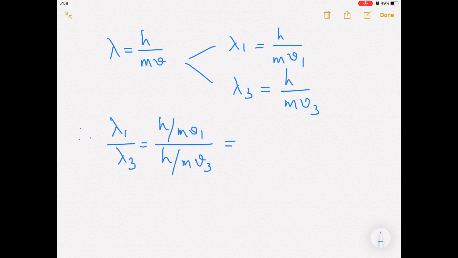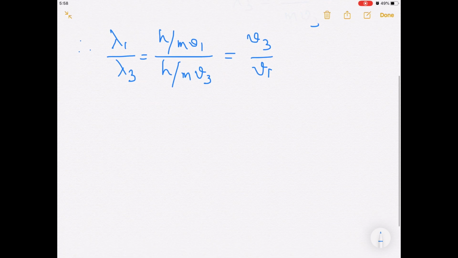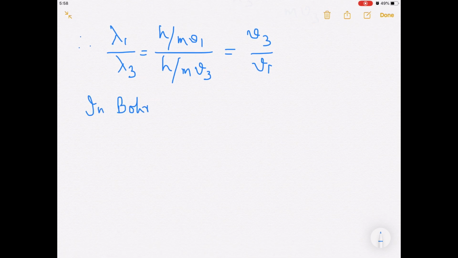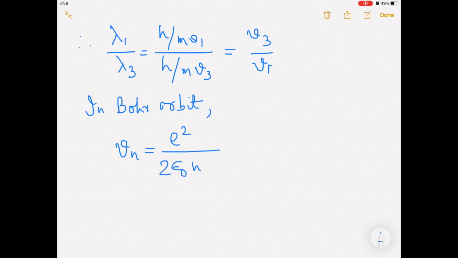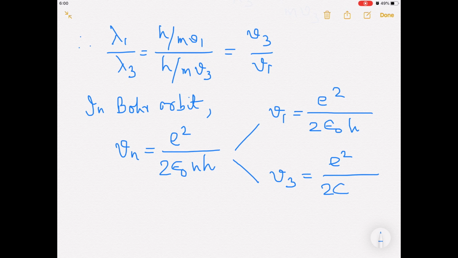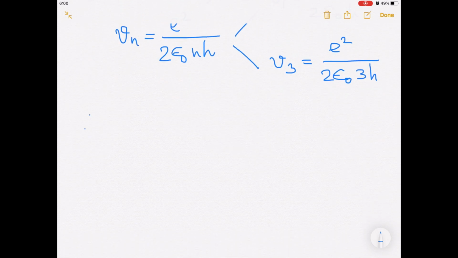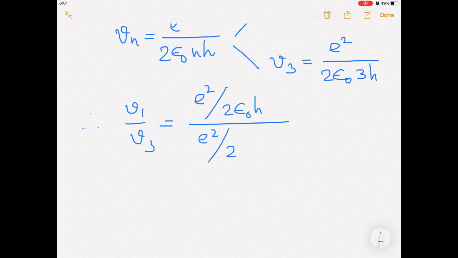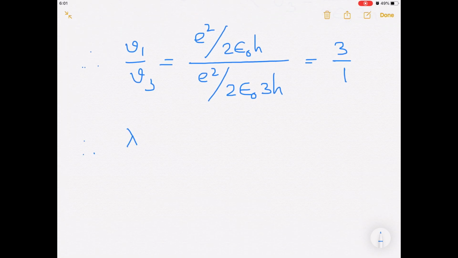Also, in Bohr's orbit, Vn equals e square divided by 2 epsilon 0 nh. For V1, e square divided by 2 into epsilon 0 into h, and V3, e square divided by 2 into epsilon 0 into 3h. Therefore, V1 by V3 equals e square by 2 epsilon 0 h, whole divided by e square divided by 2 epsilon 0 3h, which equals 3:1. Therefore, lambda 1 divided by lambda 3 equals V3 by V1, which equals 1:3.